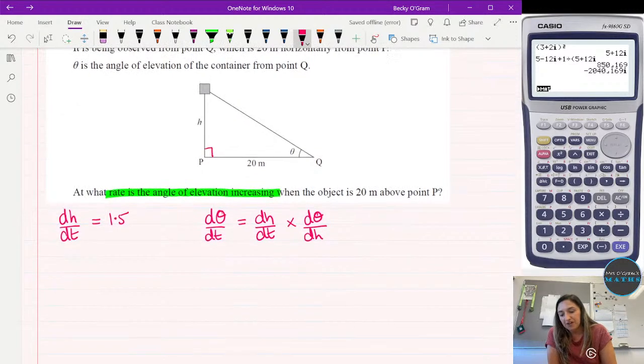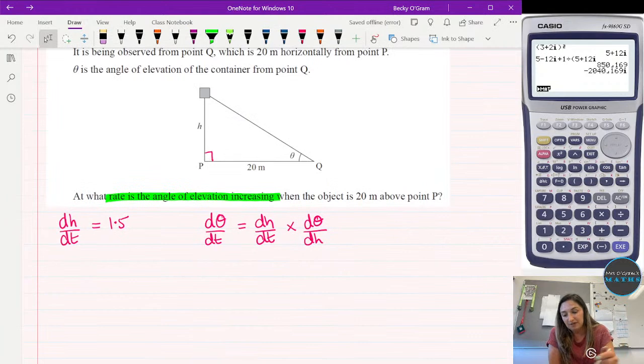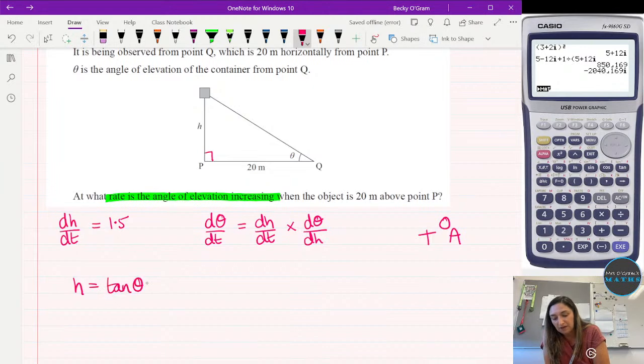Right, now I've got the dh by dt that I need as the first piece of that puzzle just here, but I need something that links theta and h. So a formula linking theta and h, we're going to use trigonometry because we've got that right-angled triangle. So for h, we've got the opposite, the adjacent, and the angle. So that's going to be tan. And I like to think of it in the little triangles to remember which way around things go. So the h is opposite, which is going to be tan theta times the adjacent, which is 20.